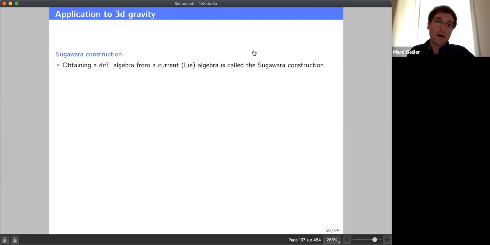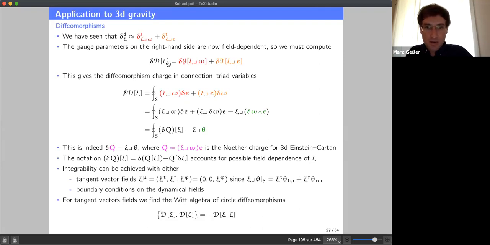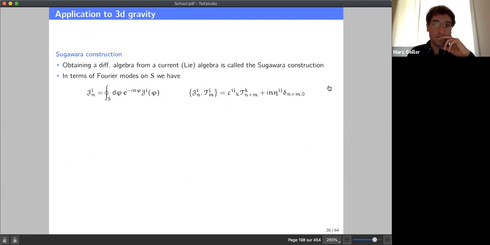The Sugawara construction is a way to obtain a diffeomorphism algebra from a Lie algebra. This construction is precisely what is called, in conformal field theory, the Sugawara construction. Because if you think about it, this expression told us that we obtained the diffeomorphism charge, which then has a diffeomorphism algebra, from charges of a Lie algebra, of an infinite dimensional current Lie algebra. So out of a current algebra, we're producing a diffeomorphism algebra, an algebra of vector fields. This construction is what we call the Sugawara construction.